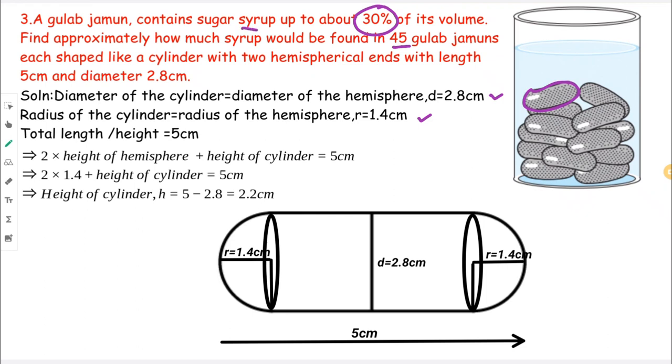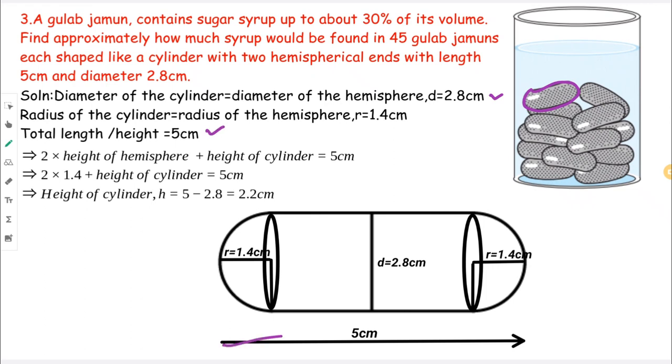So let's start. First, like I said, we'll try to find the volume of one gulab jamun. Before that, you will notice again that we do not know the length or the height of the cylinder. In the hemisphere, remember, the radius is also equal to the height of the hemisphere. So like our previous question, we will first try to find the height of the cylinder. They've given us the total height equals 5 cm, right?